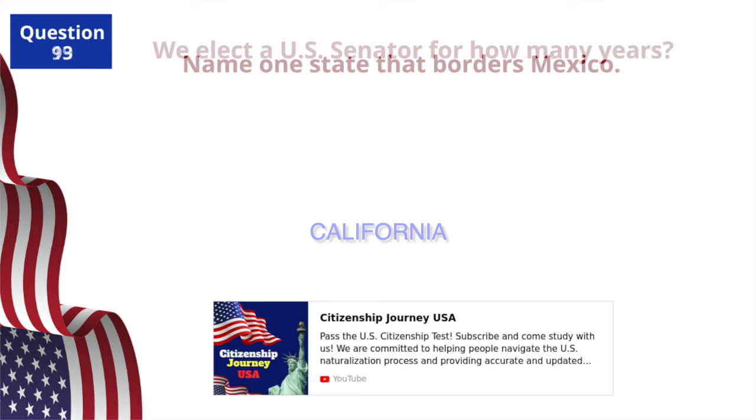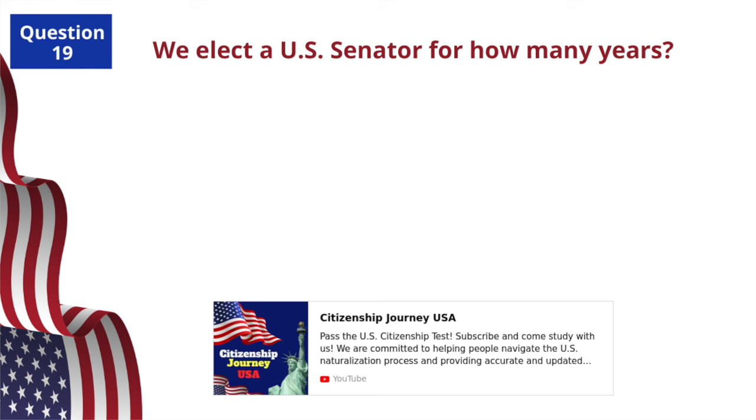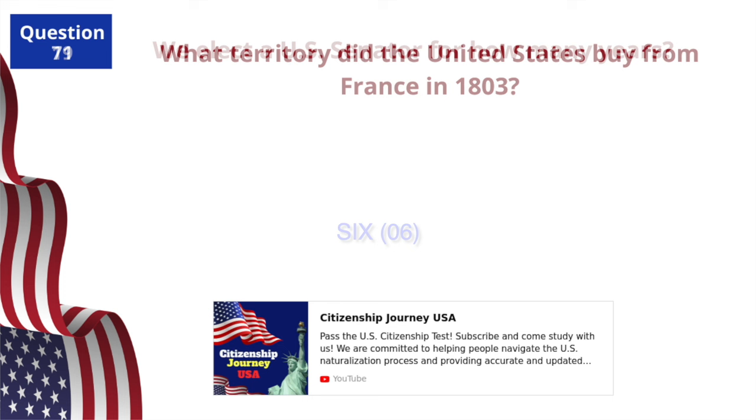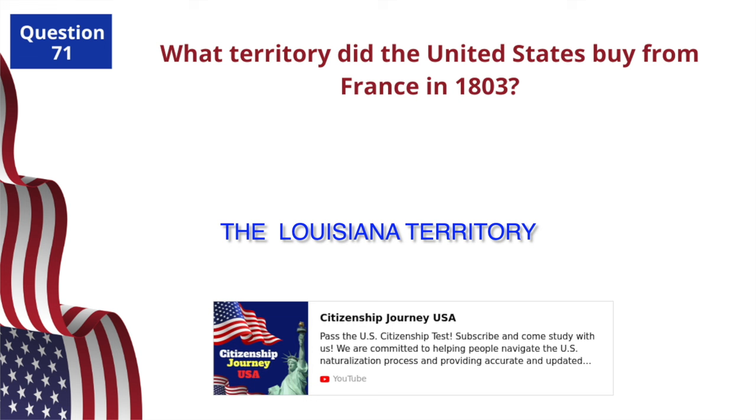We elect a U.S. Senator for how many years? 6. What territory did the United States buy from France in 1803? The Louisiana Territory.